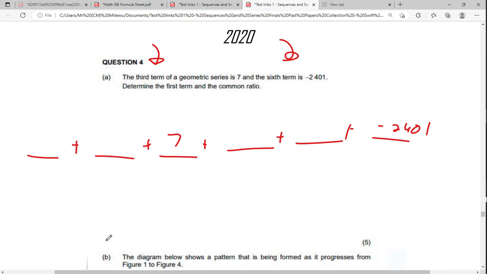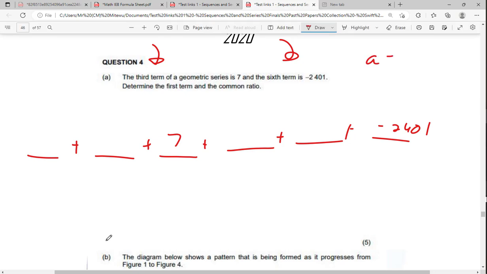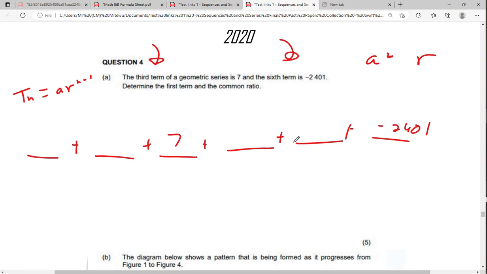Okay, so we're also asked to determine the first term and the common ratio. In other words, a and r. The equation that we can use is Tn is equal to ar to the power of n minus 1, and we're asked to determine that. Okay, now what do you know? You may think that this is all you know, but you don't. There's a tiny bit more that you do know.